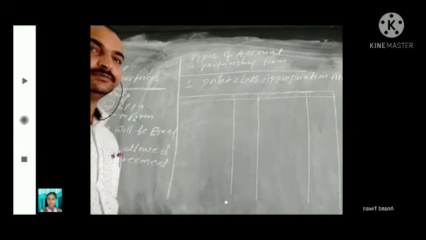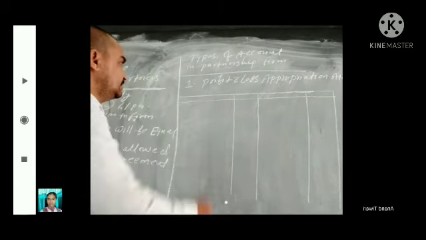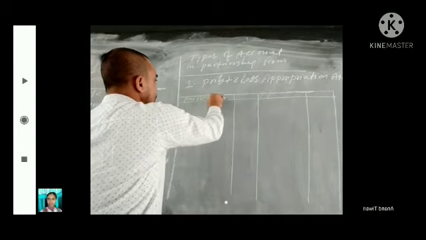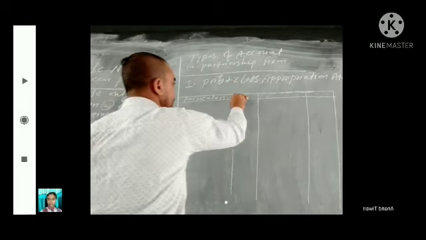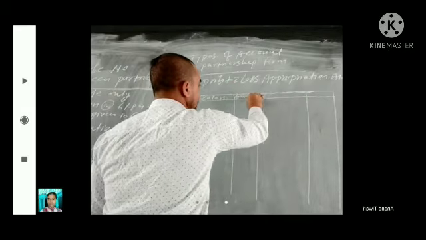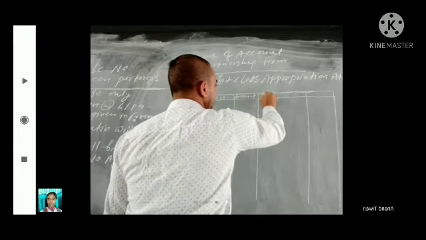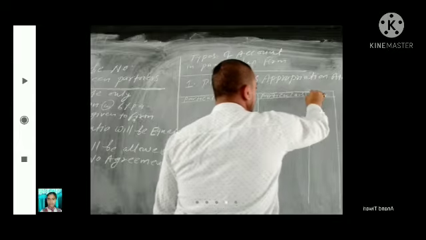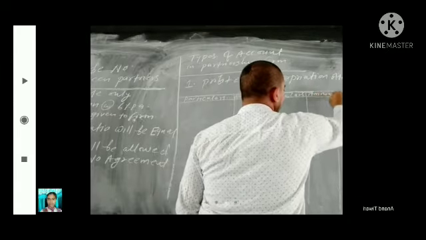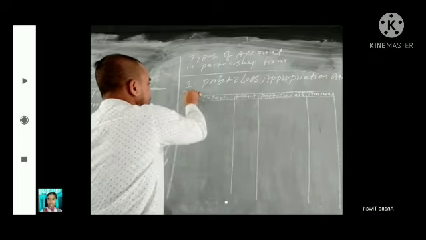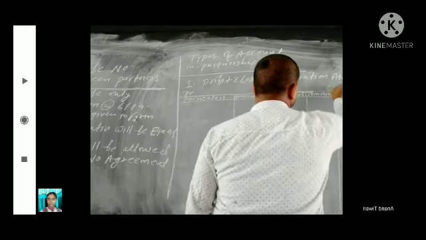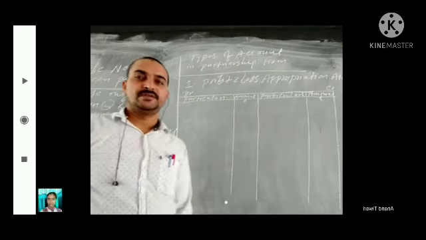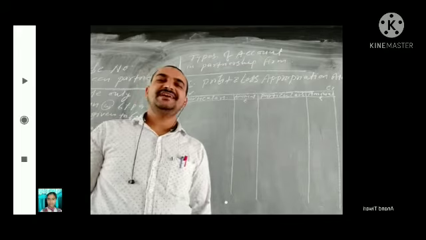Clear? And you have to write here particulars, amount, particulars and amount. This is the debit and credit. Rupee sign will be here in amount, which you already studied in class 11.